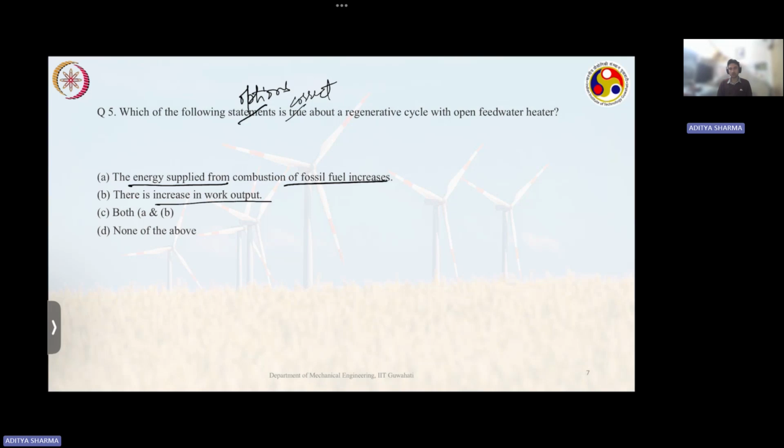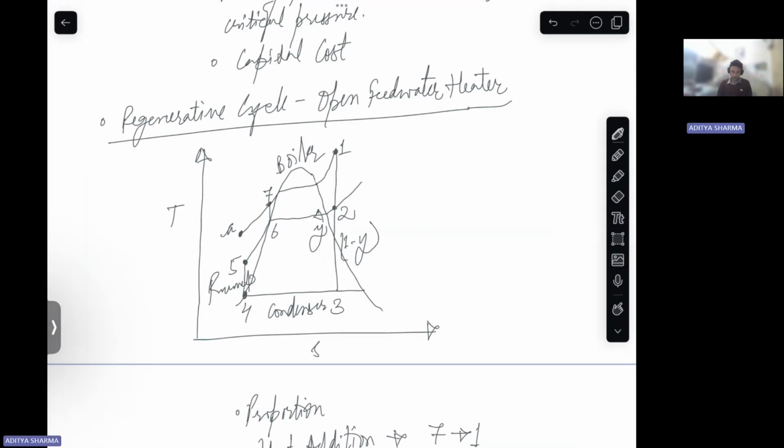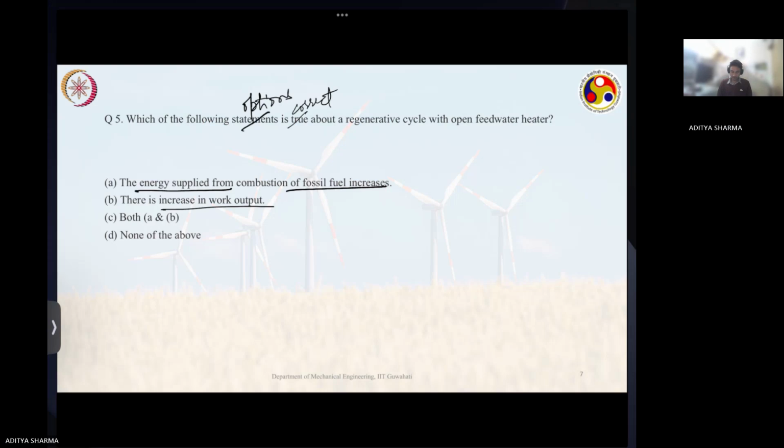So there is an increase in work output. That is also not true, because if you see, you're taking some amount of your steam from point 2, right? Which means the expansion is not of the full working fluid that had entered the boiler. In comparison to a normal cycle, normal expansion, this will result in less work output, correct? And which means your B option is also not correct.